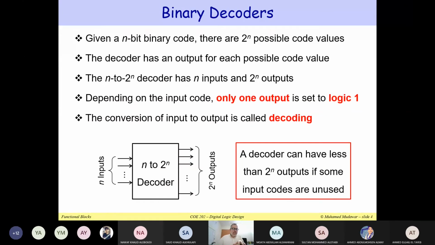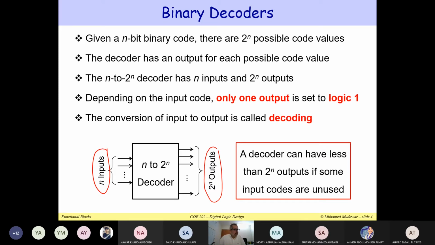Let me start first with the decoder. So what is a decoder? It's called a binary decoder. It is a combinational circuit. It has n inputs, which we can number from 0 to n minus 1. And then it has 2 to the power n outputs. Notice that the number of outputs is going to grow exponentially according to n. For example, if we have 2 inputs, then the number of outputs will be 2 to the power 2, which is equal to 4 outputs.